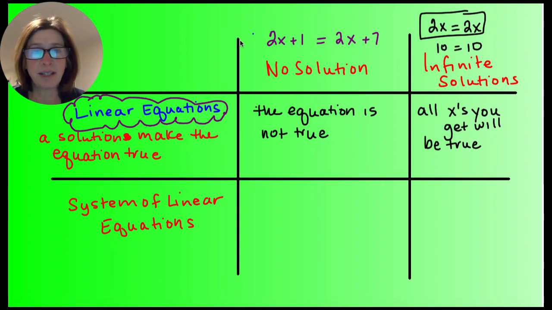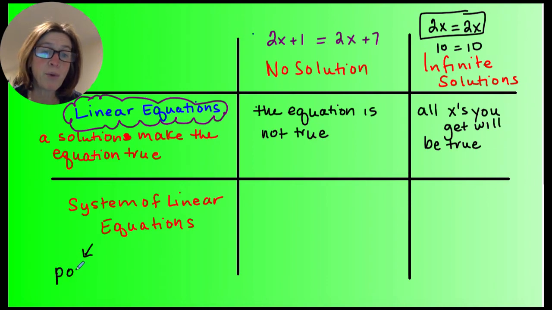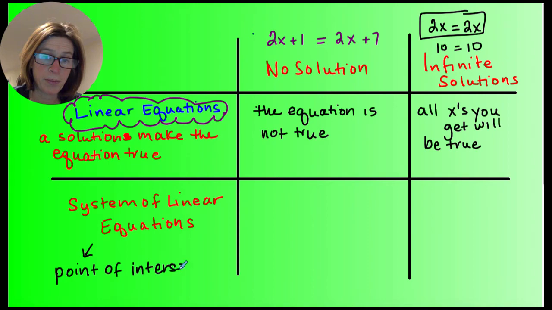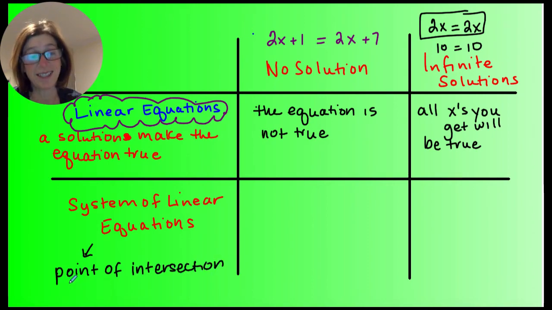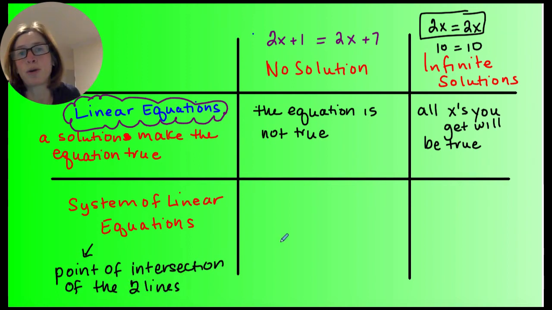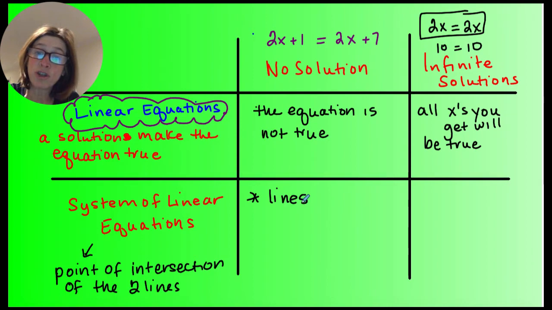A system of linear equations, when you solve it, is different. When you solve a system of linear equations, you're looking for the point of intersection of the two lines, which is why we've said that graphing is a possibility, and you're always looking for an x and a y. It's where those lines intersect. So if there's no solution, that means the lines don't intersect.